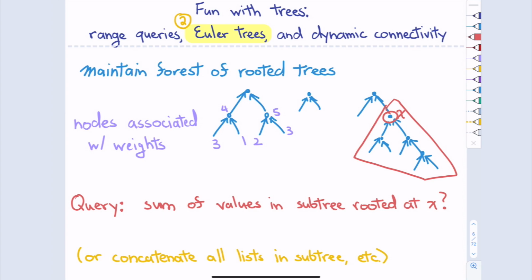Okay, and of course it doesn't have to be a sum. You can ask for the max value, the min value, or maybe each node is associated with a list. Can you combine all the lists and so forth? All right, that's the second one.